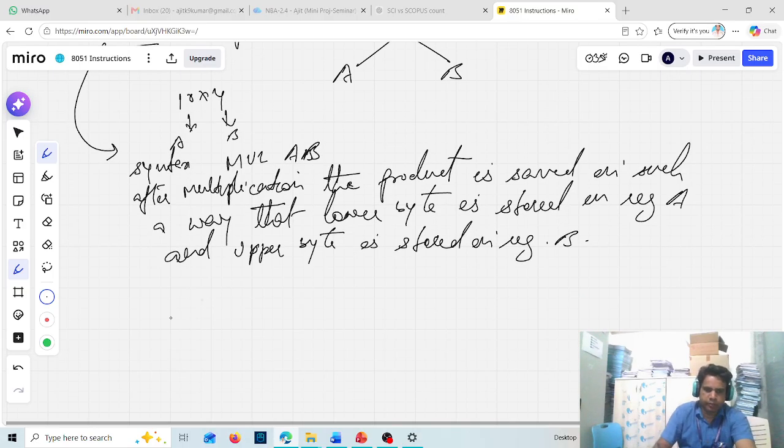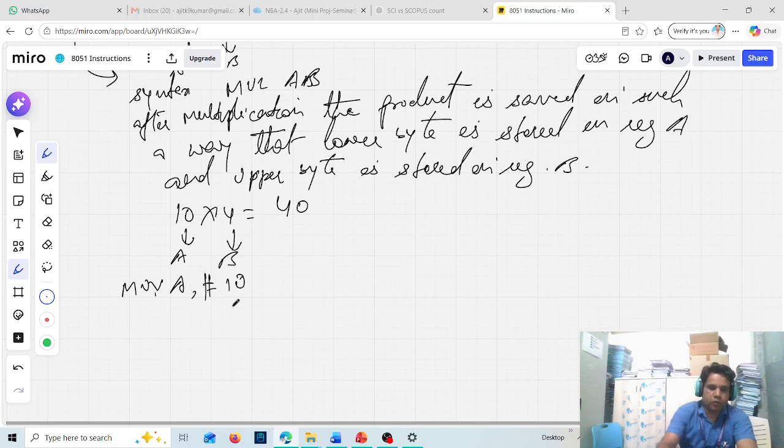Let us try to take one example here. Suppose that I want to multiply the previous case, 10 into 4. So 40 will be the result. First of all, I'm going to store this 10 in either register A or B. So let us store it in A, and this in register B. To store this one, you'll have to write MOV A, #10, because I'm considering this as a decimal number, so I'll not write H, I'll simply write 10. And for the other one, 4, I'll store it in register B, so I'll write MOV B, #4. Now I'll write, as per the syntax, MUL AB. So you know that your product is 40. Now this product will be saved.